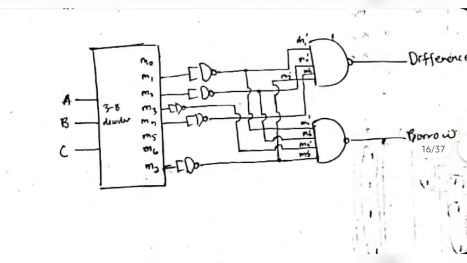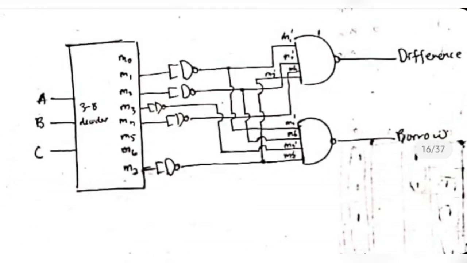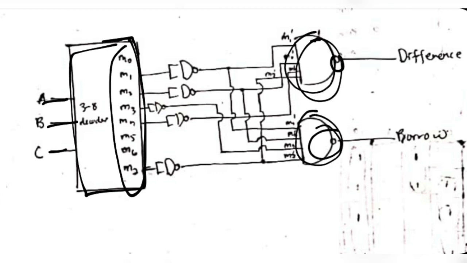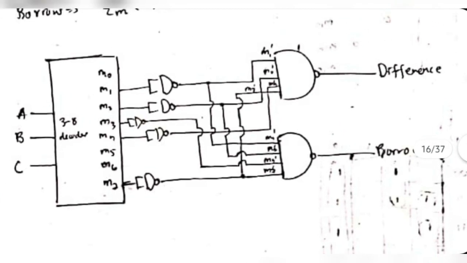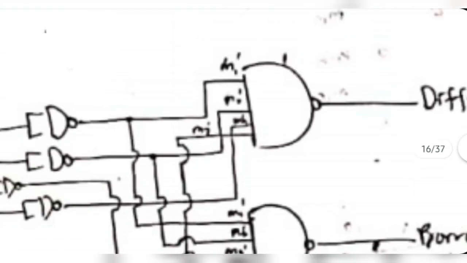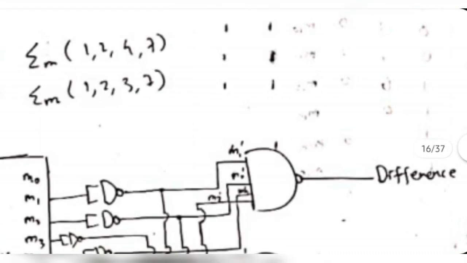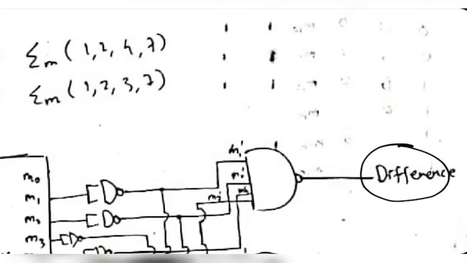Now the main thing is you have to make this diagram. You will have the inputs ABC, and from M0 to M7 the outputs will be there, and for difference and borrow, for both you will be using a NAND gate. And see here, the NAND gate connections will be the min terms which you got here. For difference, the NAND gate inputs are 1, 2, 4 and 7, right?